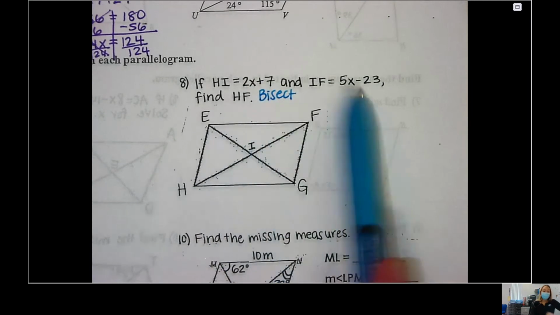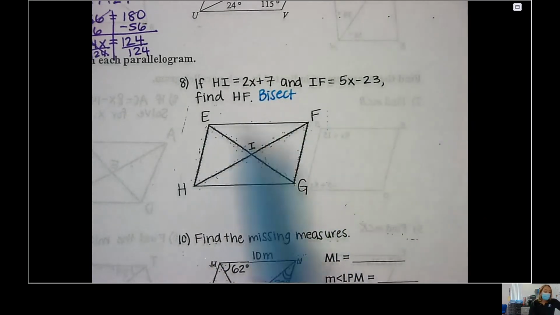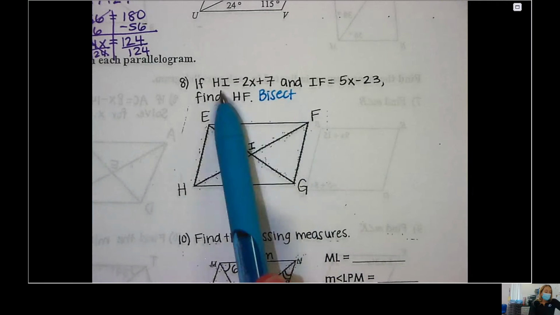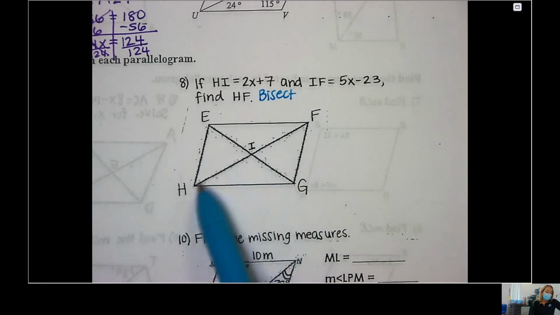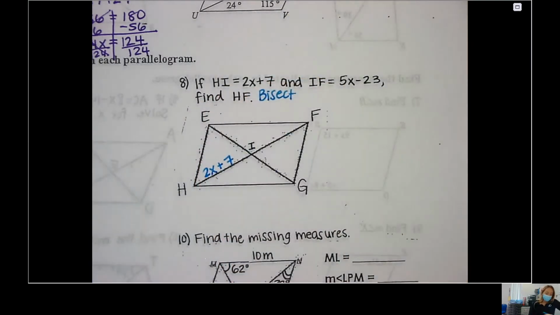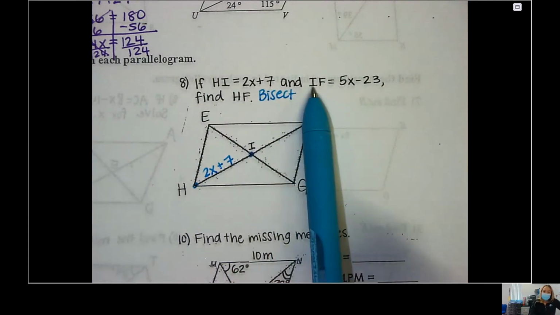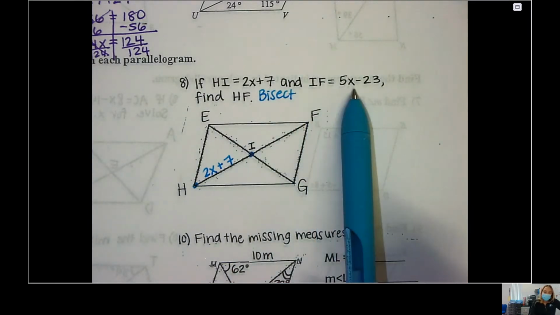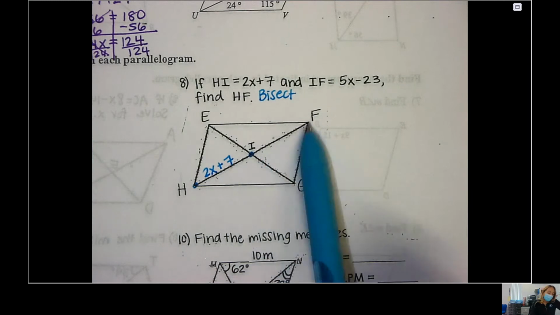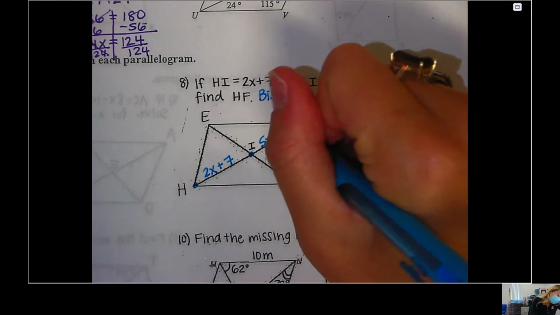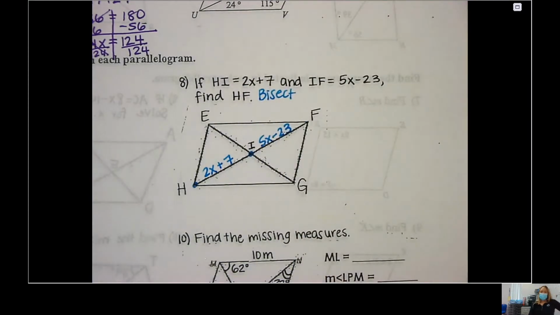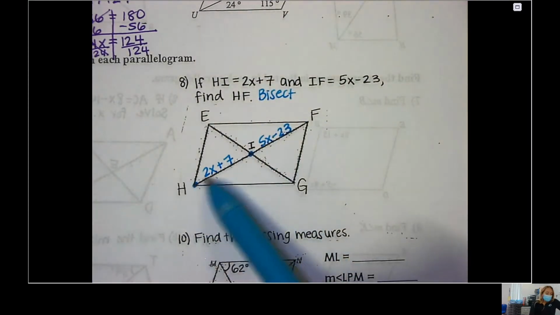So what we're going to do is take the equations and plug them into the picture. My first one is 2x plus 7, that's H to I. So this segment right here is 2x plus 7. That's the first piece, from here to here. The second one, IF, is 5x minus 23. So that's from I to F. That's this piece, 5x minus 23. Okay, I want to know the full length of HF.